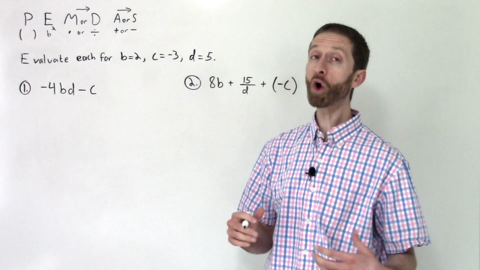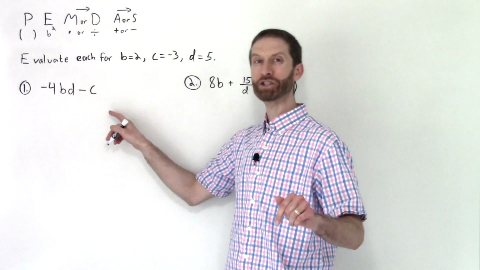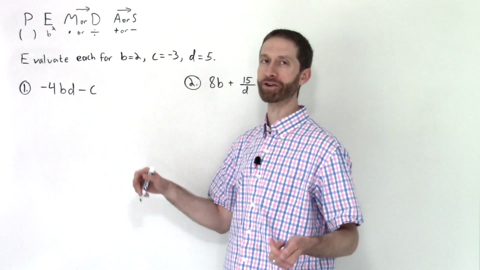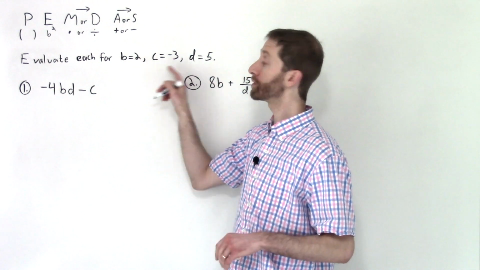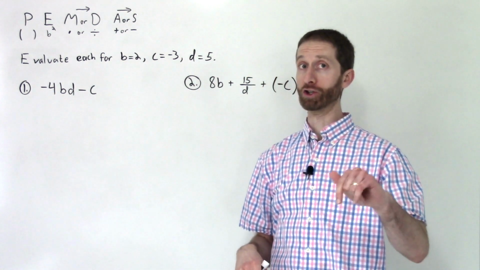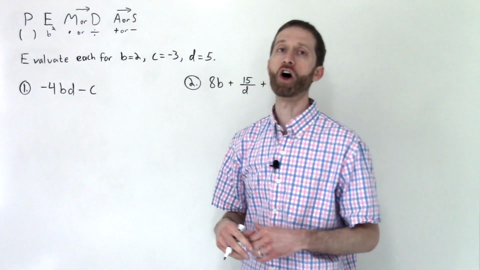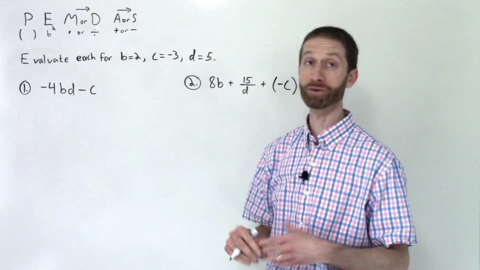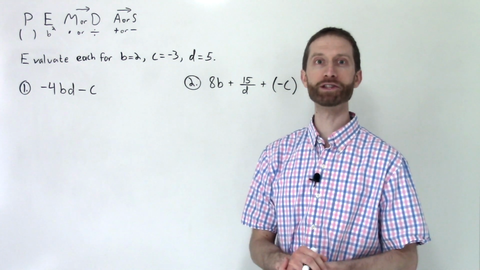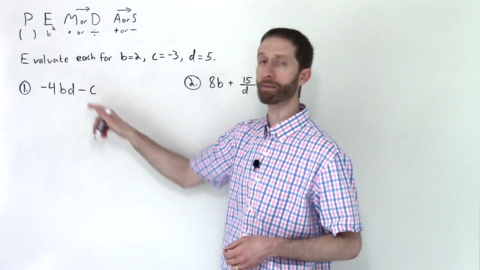In this video, we are going to learn how to evaluate integers into algebraic expressions. Very good stuff. So our instructions say evaluate each for b equals 2, c equals -3, and d equals 5. We're going to use the order of operations as our governing rules as to what operations to use. In number 1, we're asked to do -4 times b times d minus c.